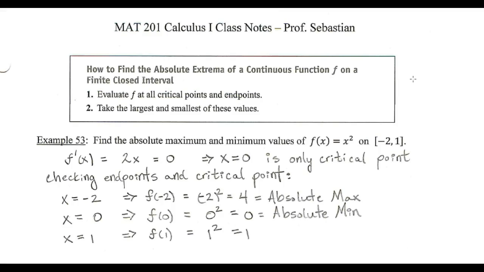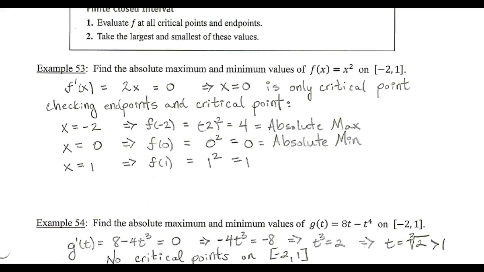Okay, so once we evaluate f at all the critical points and the endpoints, we just take the largest and the smallest of these values as the absolute maximum and the absolute minimum of the function on that interval. So in example 53, let's say we want to consider the function f of x equals x squared on the interval minus 2 to 1, including those endpoints, the closed interval minus 2 to 1.